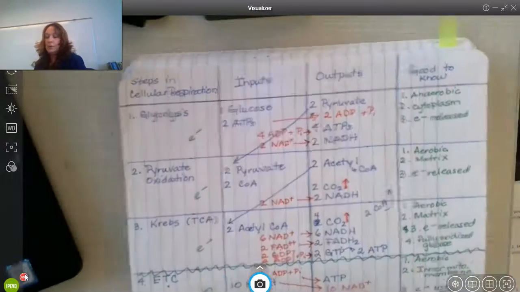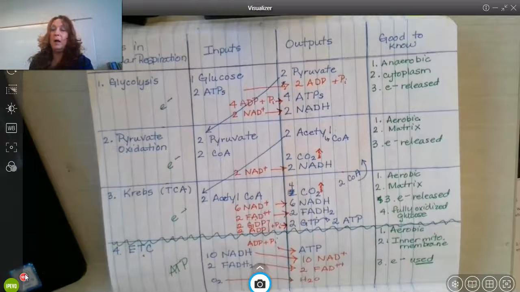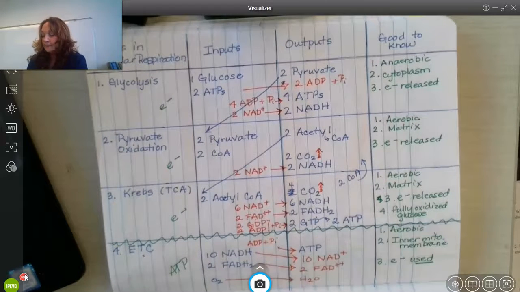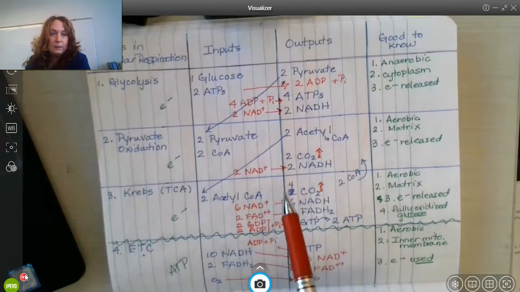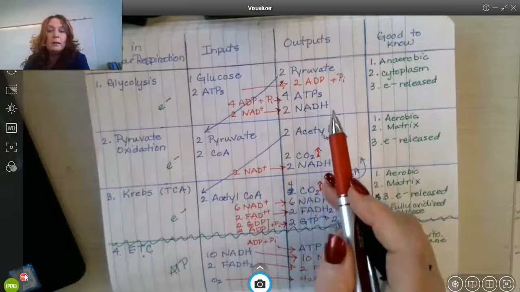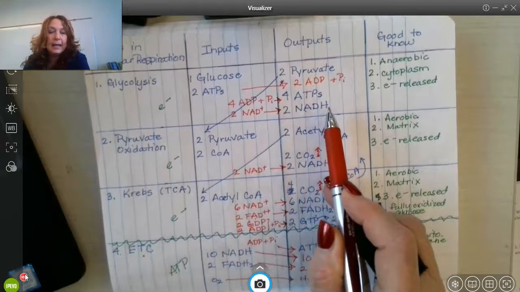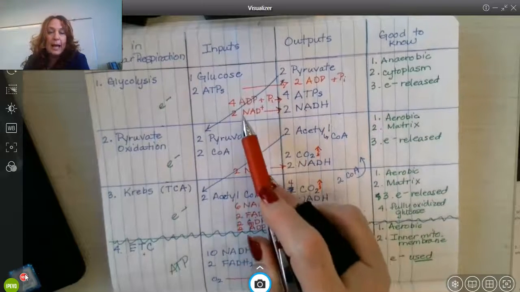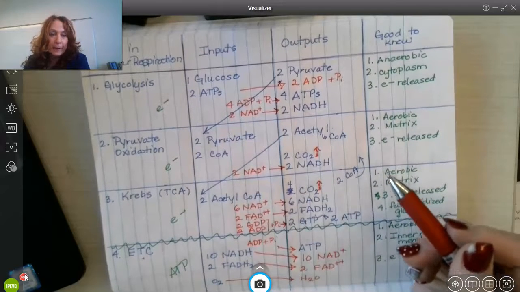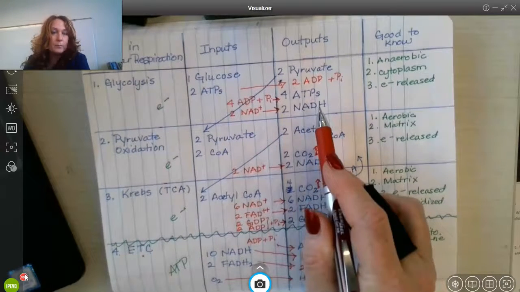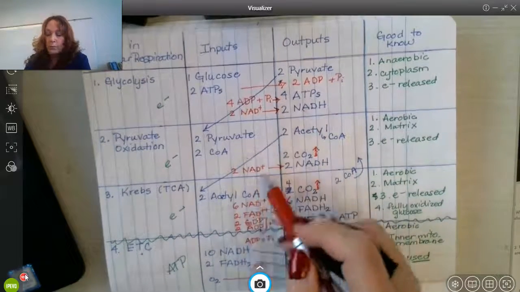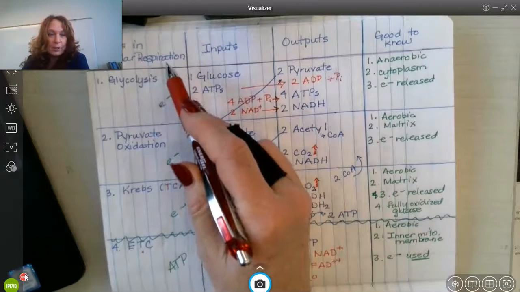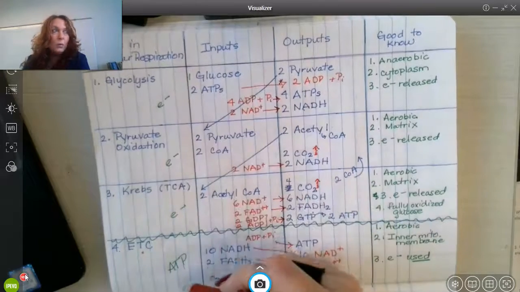But I would study this, and I would think about a test question that might say, in a cell, and I'm just making this up, a chemical is added that will not allow NADH to be oxidized back to NAD. Like it stays in this form. It's like it's broken. What parts of cellular respiration would be affected, and then why?